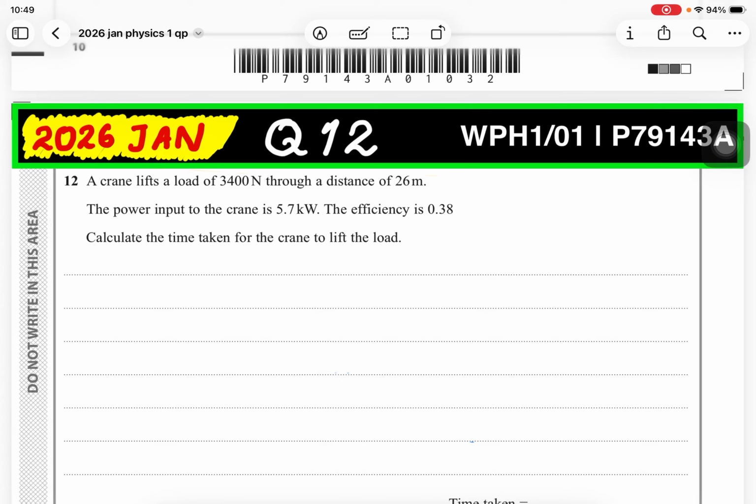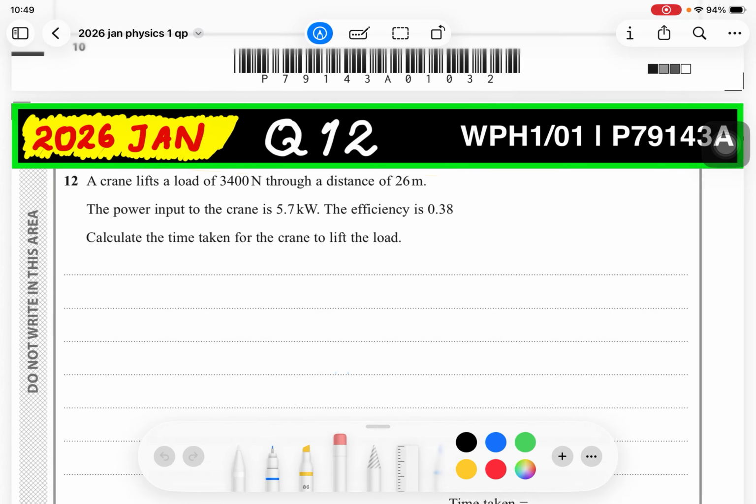So in this question, what we have is the load and the distance it traveled, and the power input of the crane is given, and the efficiency is also given. So what we have to find is to calculate the time taken for the crane to lift the load. Okay, so let's map out the information that we have by now.